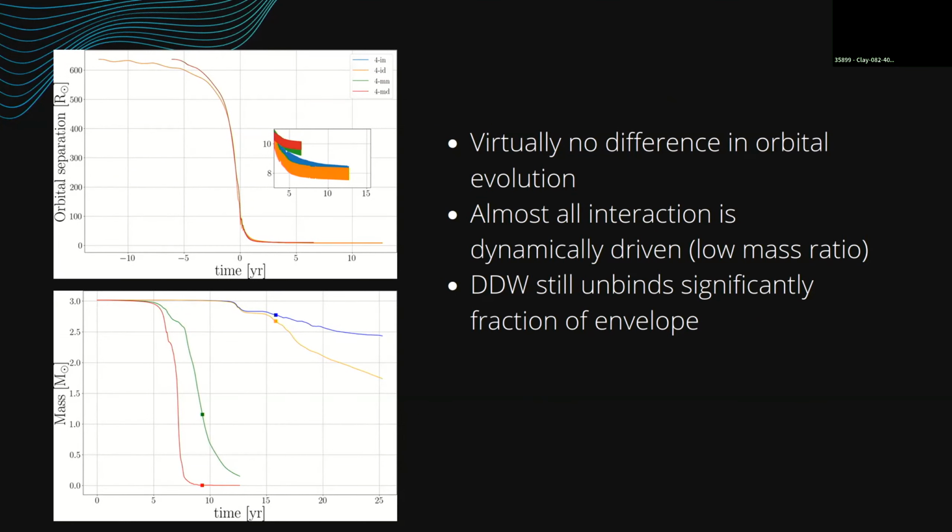And in 4 solar mass, we have this interesting dip in the bound mass, which means basically you pretty much unbind the whole system right at the beginning. However, the whole interaction is dynamically driven because for the 4 solar mass star, we use the same mass of companion, which gives you a lower mass ratio, which gives you a less stable system, which means you will trigger the common envelope sooner.